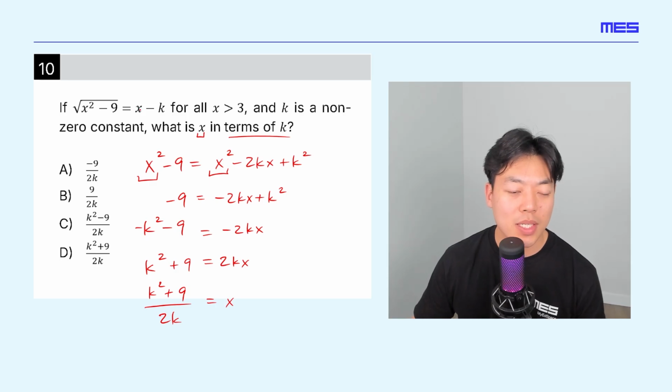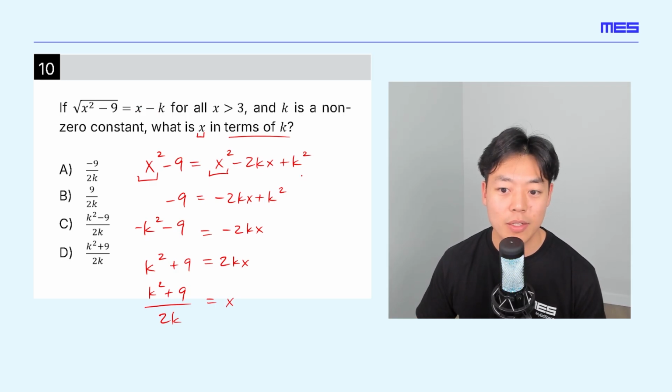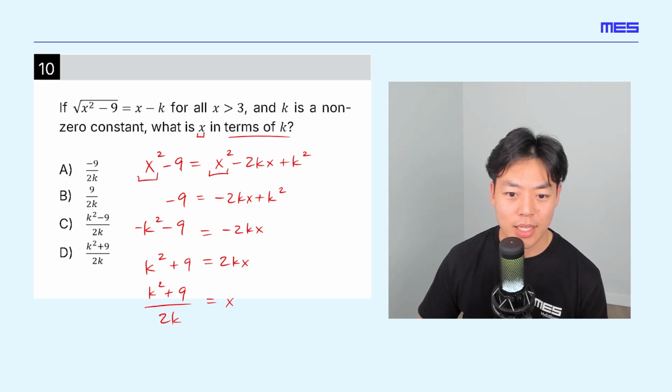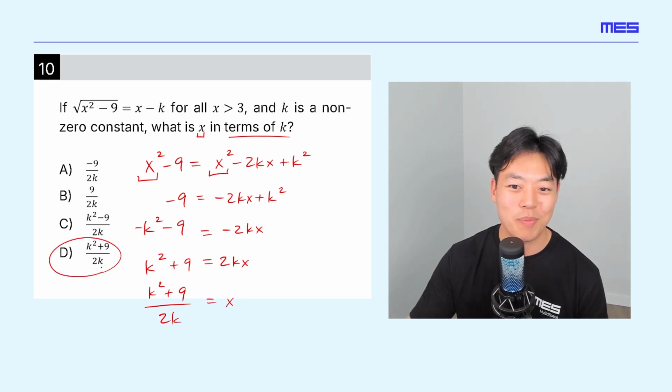When we square both sides, we get x squared minus 2kx plus k squared. We go ahead and eliminate the x squared. So negative 9, subtract negative 2kx, divide both sides by 2k. Yep, D would be correct here.